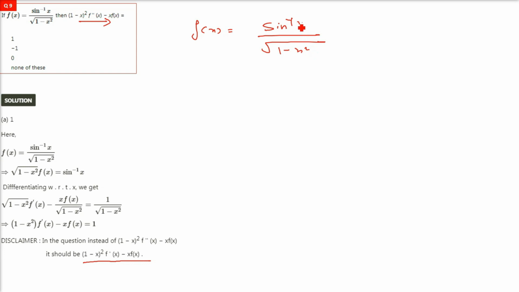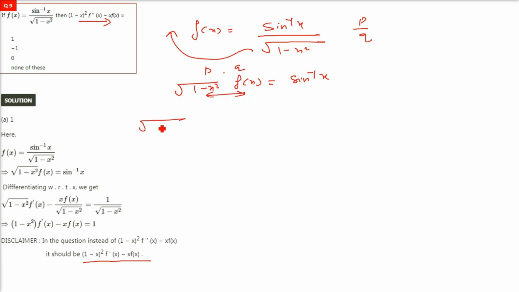So when you take this fx, there are two ways you can do. Either you can use the p by q form or the quotient rule, or you can take sin inverse as first and then 1 by under root 1 minus x square as the second one, or the better way is to multiply both sides by under root 1 minus x square. So you will get under root 1 minus x square into fx is equal to sin inverse x. Now you can apply a product rule here in the form of p dot q.